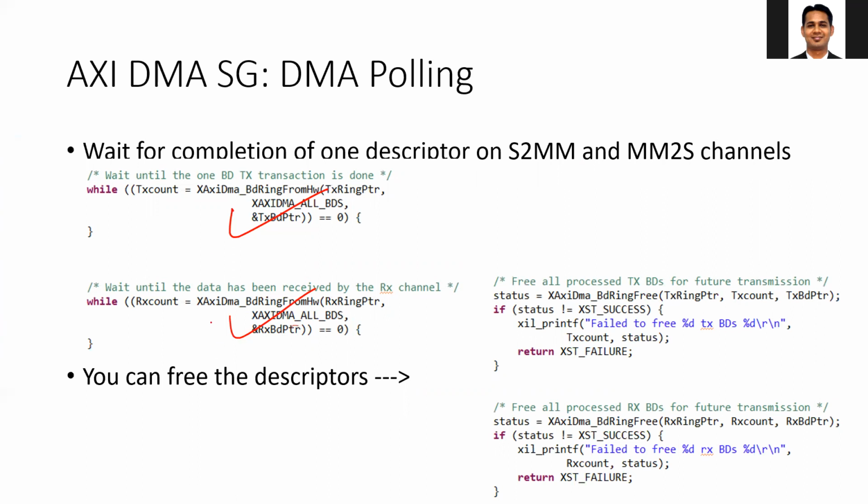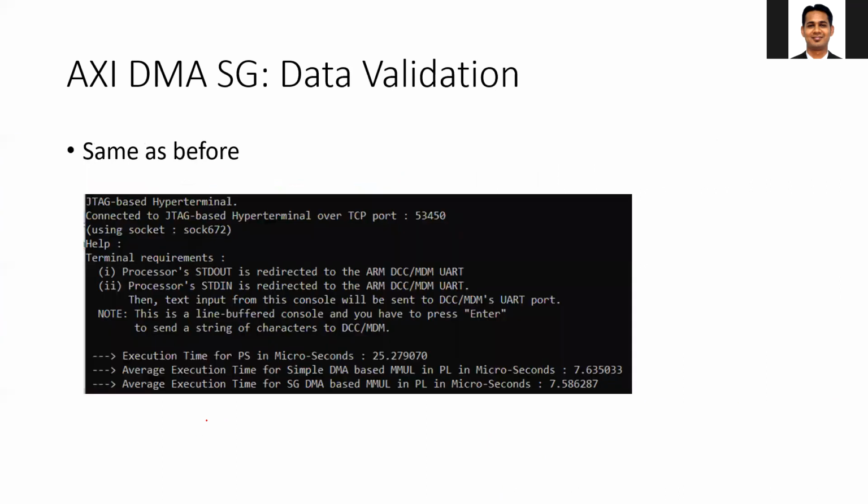Once I receive the data at that particular address, I'll compare that data with my benchmark software output, and along with the output, I'll also get the execution time, which is here. So here you can see that the HGDMA is slightly faster than the simple DMA, even though we are using only one buffer descriptor. When we use multiple buffer descriptors, you will see that the HGDMA is significantly faster than the simple DMA.